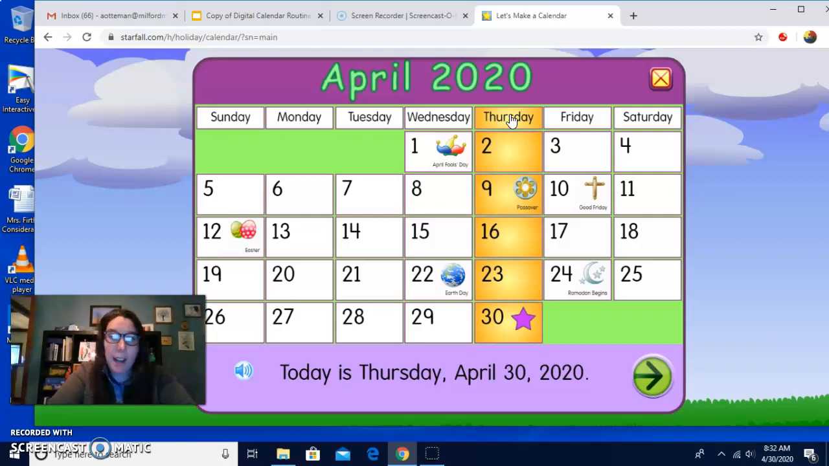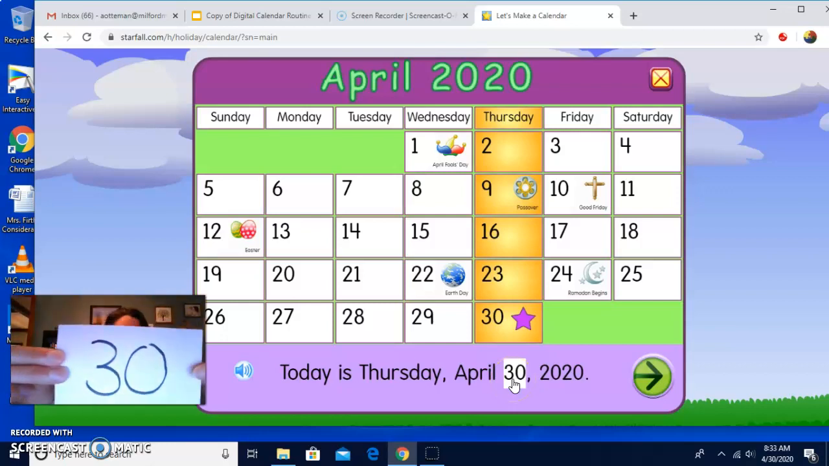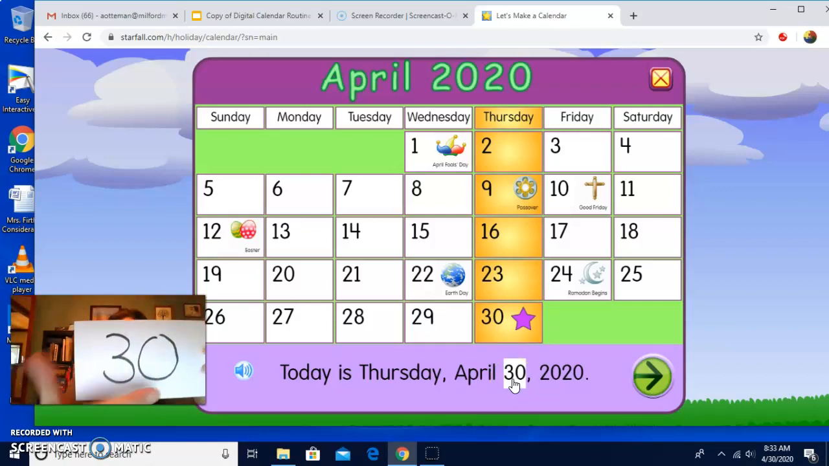And now we have to do some counting. Okay, ready? Let's do counting. It's a big number. Get ready. 1, 2, 3, 4, 5, 6, 7, 8, 9, 10, 11, 12, 13, 14, 15, 16, 17, 18, 19, 20, 21, 22, 23, 24, 25, 26, 27, 28, 29, 30. That's 30. 30 looks like this. There's a 3 here and a 0. That's 30.